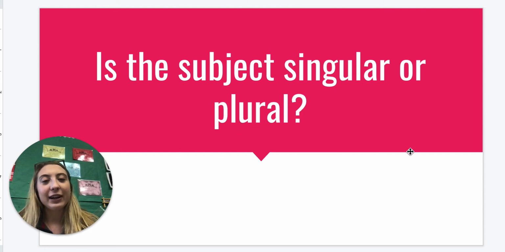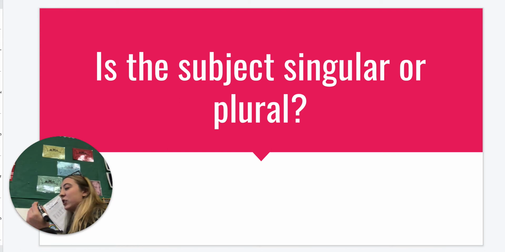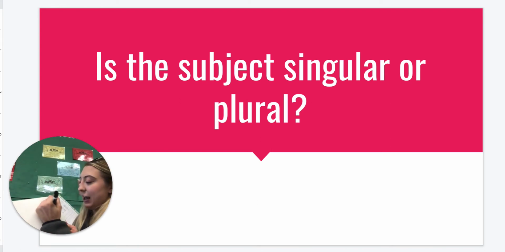Right, hello third grade. Today we're going to be talking about the subjects in a sentence and whether they are singular or plural. So last week and Monday we talked about how to change a singular noun to a plural noun. So now we should be able to tell if something is singular or plural just by looking at it. Remember, for some plurals they end in S or ES. Some of them have to drop the Y and add an ES.